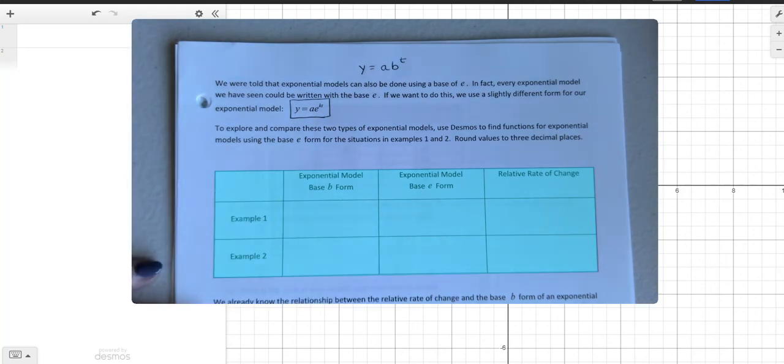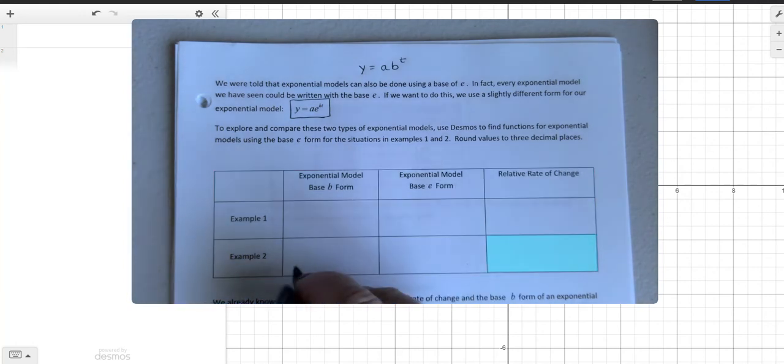We're going to explore that just a little bit, and we'll use some Desmos-defined functions of this form as well. And then we're going to get models in that new form for our two examples that we've already done, and then just compare and contrast. So the problem that we just did was example 2. That was our radioactive cesium-137.